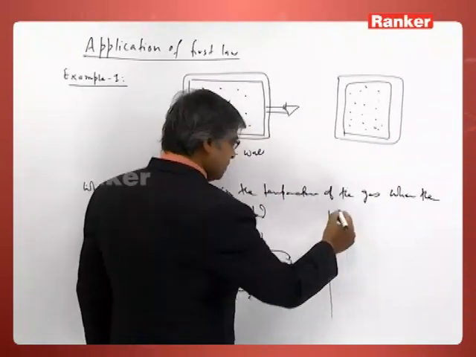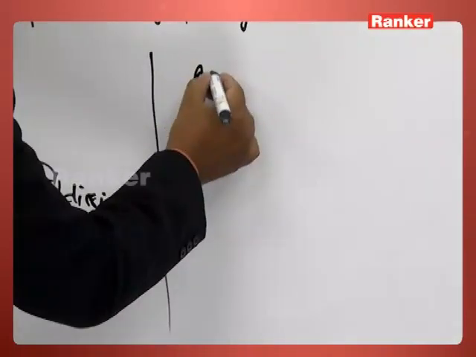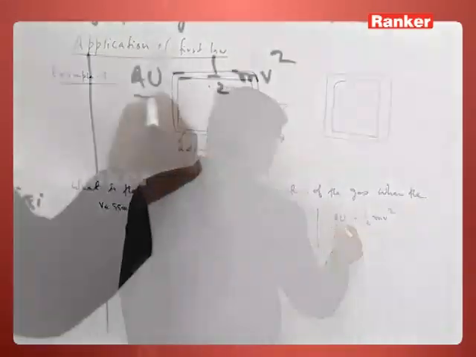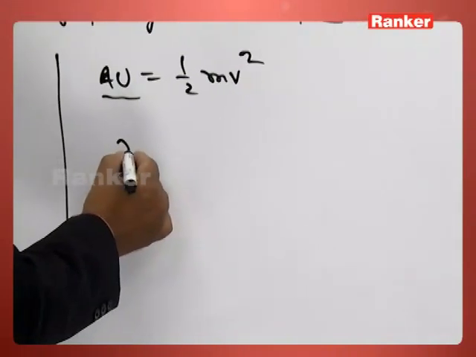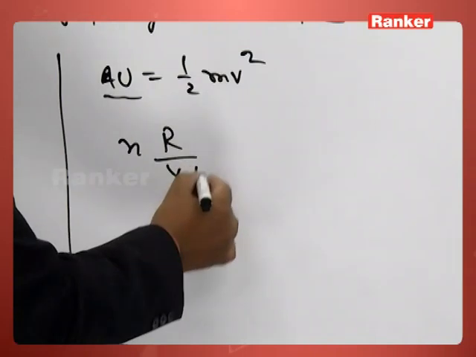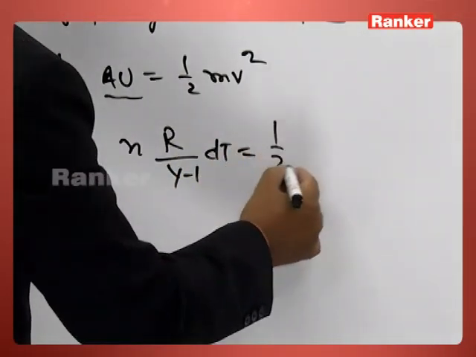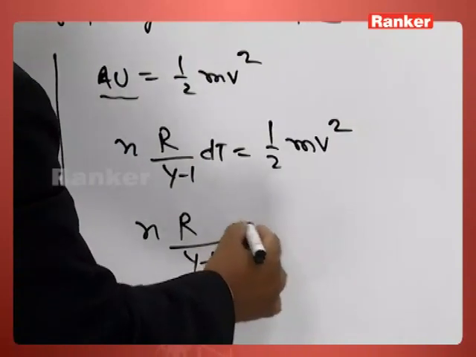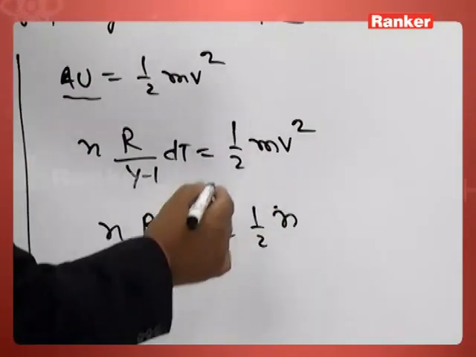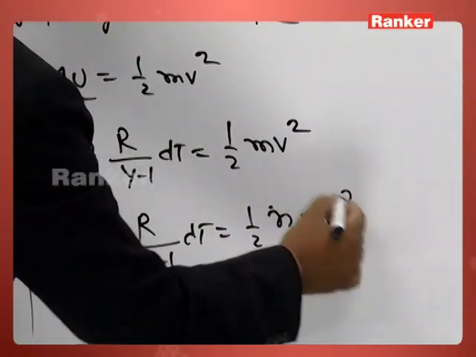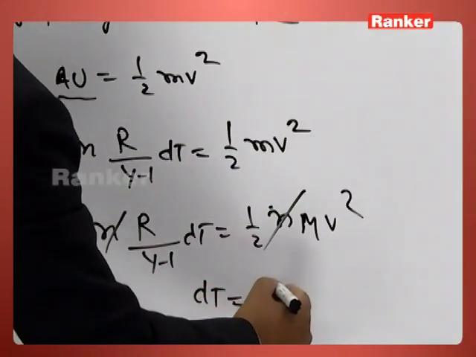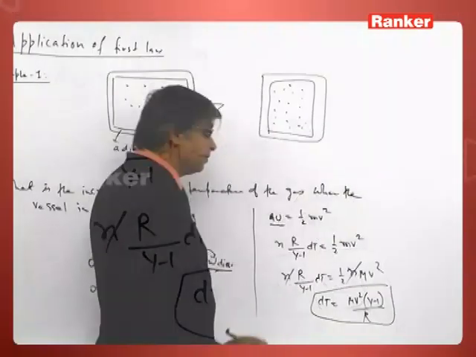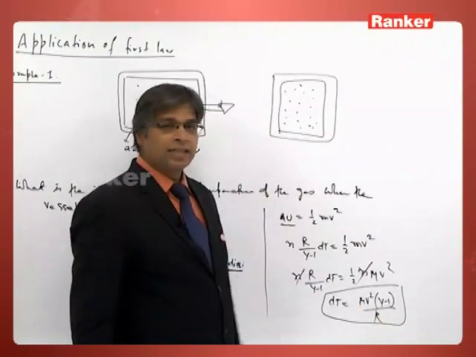So delta U will be equal to half mv square, where m is the mass of the gas inside it. So delta U is equal to n Cv dT, with Cv equal to R by gamma minus 1, that is equal to half, m is the mass of the gas, into V square. With n number of moles, we can write this mass as n into molar mass into V square, n cancelled. So we have dT is equal to M v square into gamma minus 1 by R, where M is the molar mass, v is the velocity, gamma is the adiabatic exponent, and R is the gas constant.